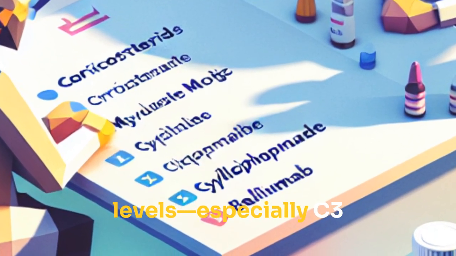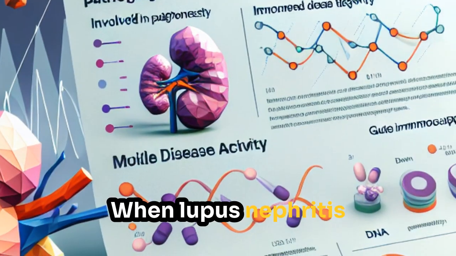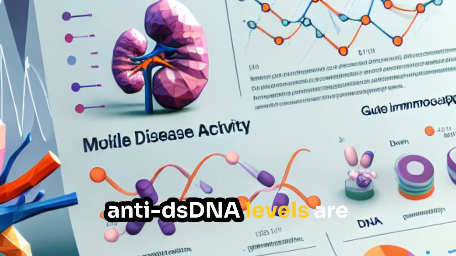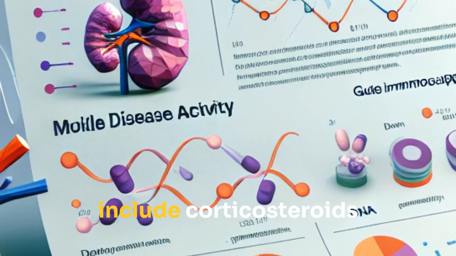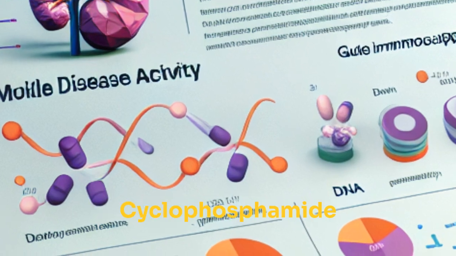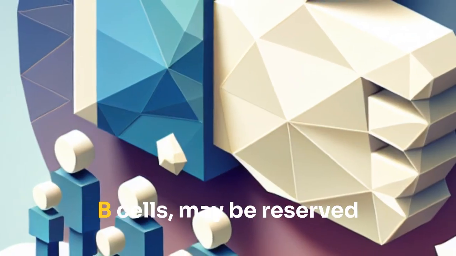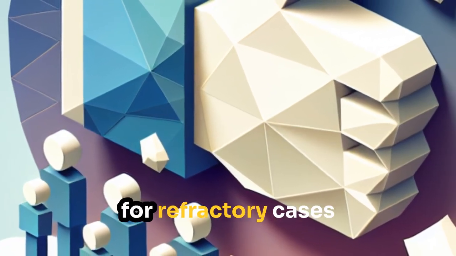Complement levels, especially C3 and C4, are often tracked alongside. When lupus nephritis is suspected and anti-dsDNA levels are elevated, treatment may include corticosteroids, mycophenolate mofetil, voclosporin, biologics like belimumab. Rituximab, which targets B cells, may be reserved for refractory cases.